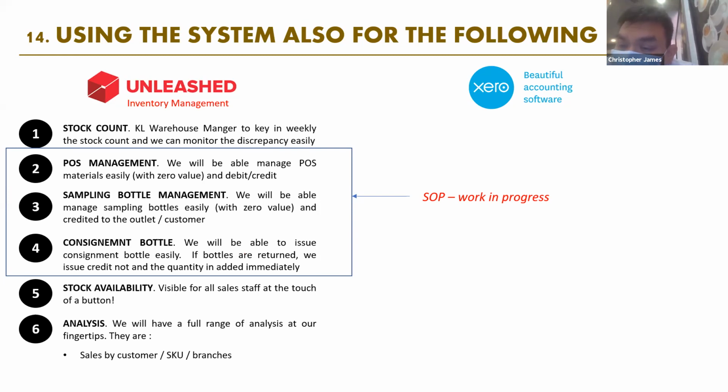Sampling and consignment bottles are also very easy now. The sampling bottle and the consignment bottle can be created by any of the salespeople by creating the PO, and we will just ship it out. Once you ship it out, the system will know that the quantity is on hold, and it will tell us what is unpaid and what is paid.